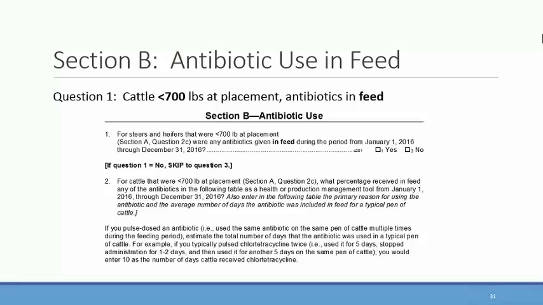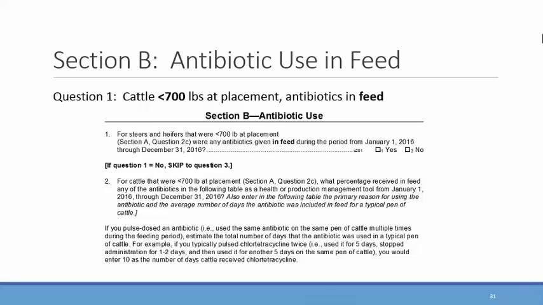Okay. So we'll go on then to section B, antibiotic use. We're on page 3 of the survey, and we're on page 59 now of the manual. And we're going to start with the first question is the lower weight cattle, 700 pounds or less at placement, and antibiotics in feed. And our first question is whether or not any antibiotics were given in feed during calendar year 2016, January 1st through December 31st.